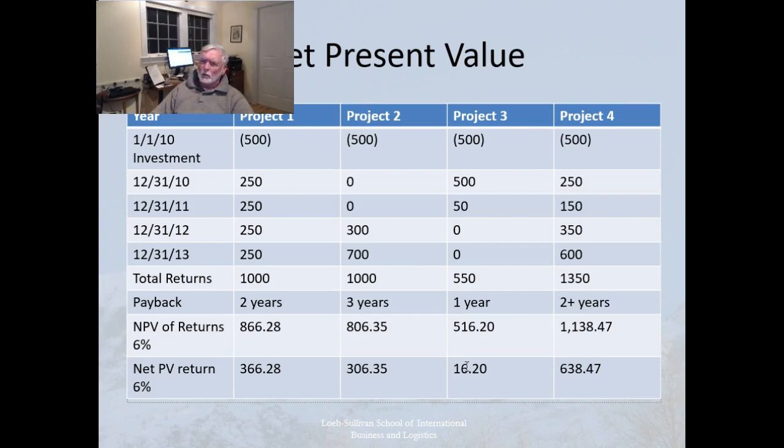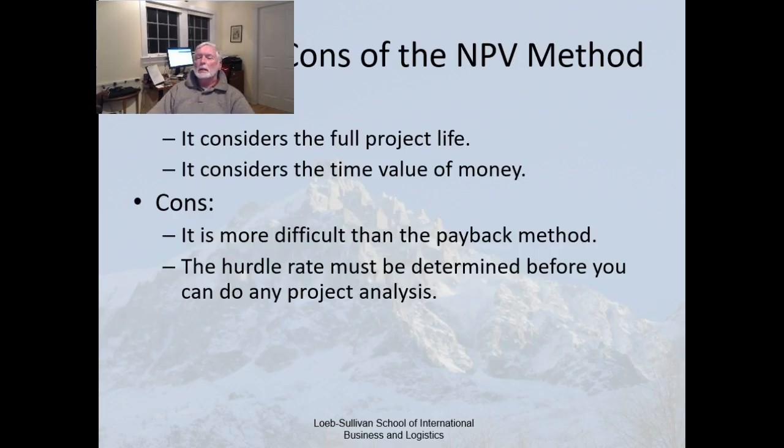You want to do project 4 because it has the highest return over the entire life of the project in today's dollars. So in dollars that are the same as the $500 we're investing. So the actual return will be $638 better than a 6% return. So the pros and cons, it looks at the whole project life. It considers the time value of money and adjusts for the time value of money.